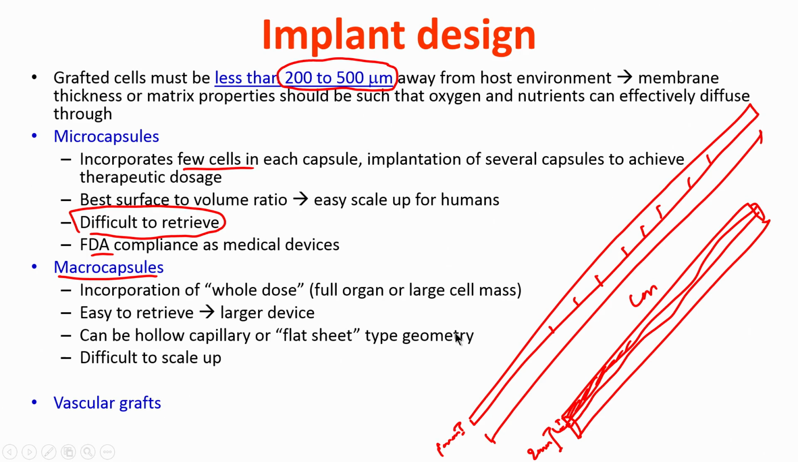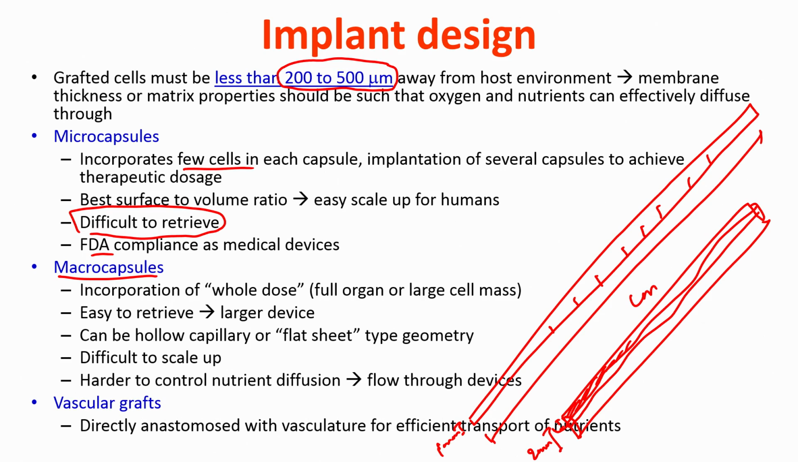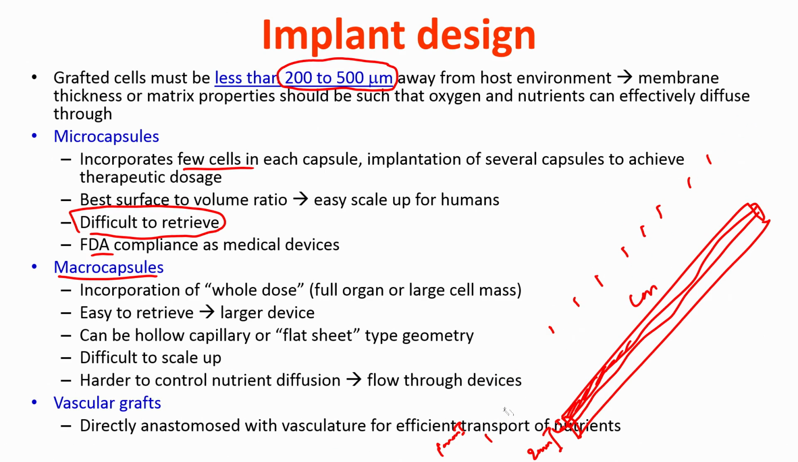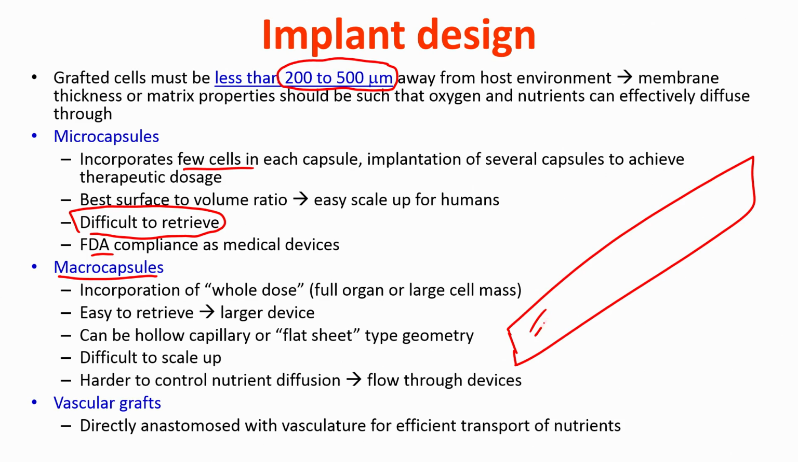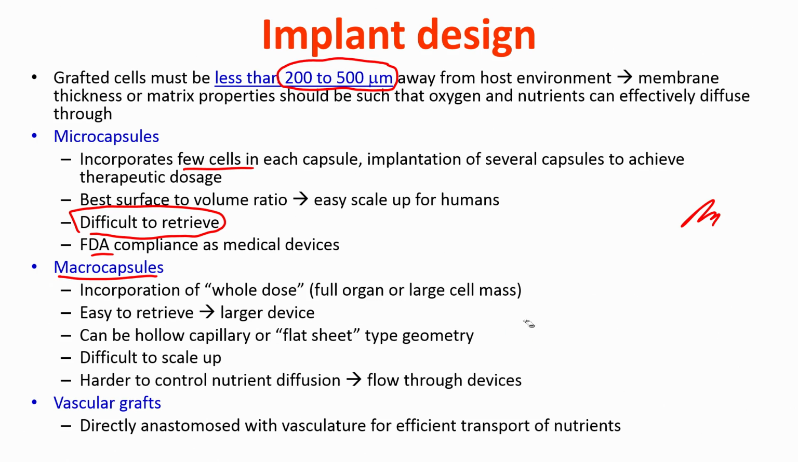But these are typically difficult to scale up, it is not easy, you are talking about manufacturing each of them separately, so they are difficult to scale up. And of course, they are harder to control the nutrient diffusion through the flow device, because they are big, so there may be non uniformities throughout the whole implant, because if it is a huge thing that you put in, maybe here the diffusion is slightly different than what is here. So, you will have non uniformities throughout the whole device.